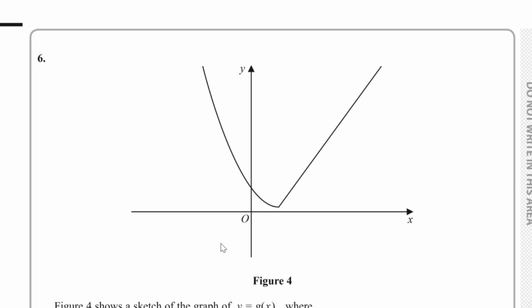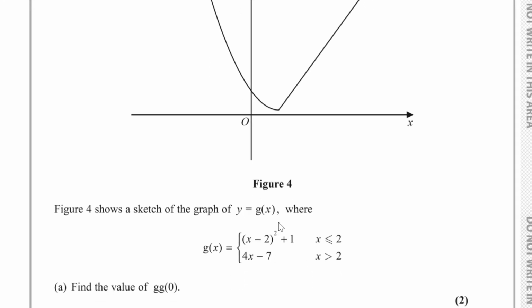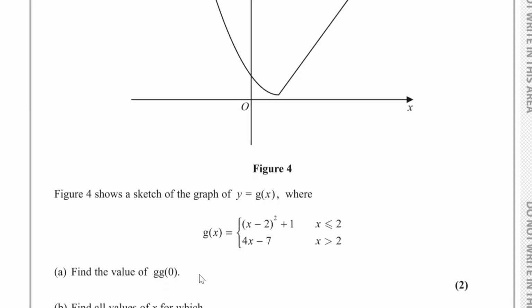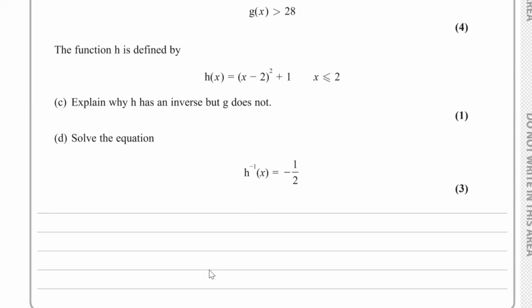Question number 6. Figure 4 shows a sketch of the graph of y equals g of x, where g of x is a piecewise function. We have x minus 2 all squared plus 1, where x is less than or equal to 2, and 4x minus 7, where x is greater than 2. And we have to find the value of g of 0. So I suggest you work out the inner bit and then work out the outer bit. First of all, working out g of 0 for part A.